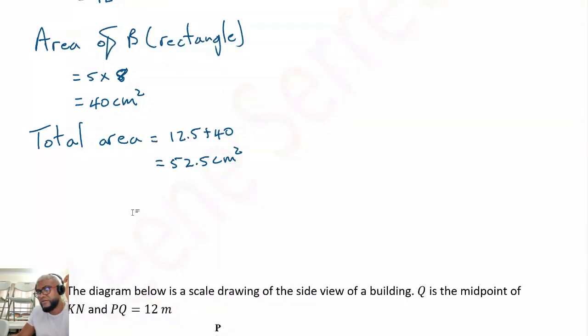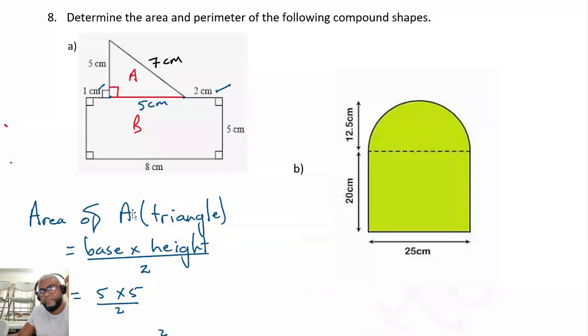What are we doing to find the perimeter here? The perimeter, what are we adding together? Everything, sir. Let me start to call it out. What does perimeter mean first of all? The distance around. Right, so let's add. What are we adding? Tell me.